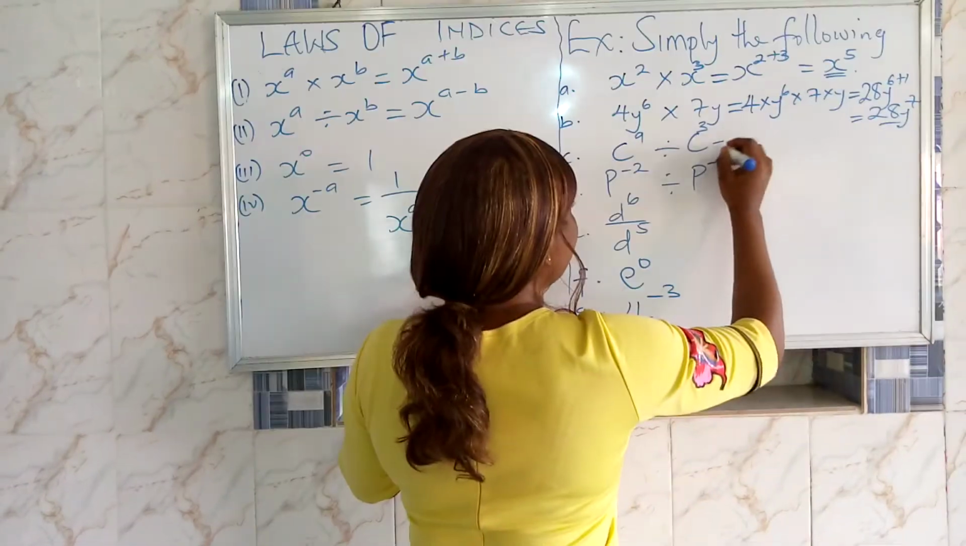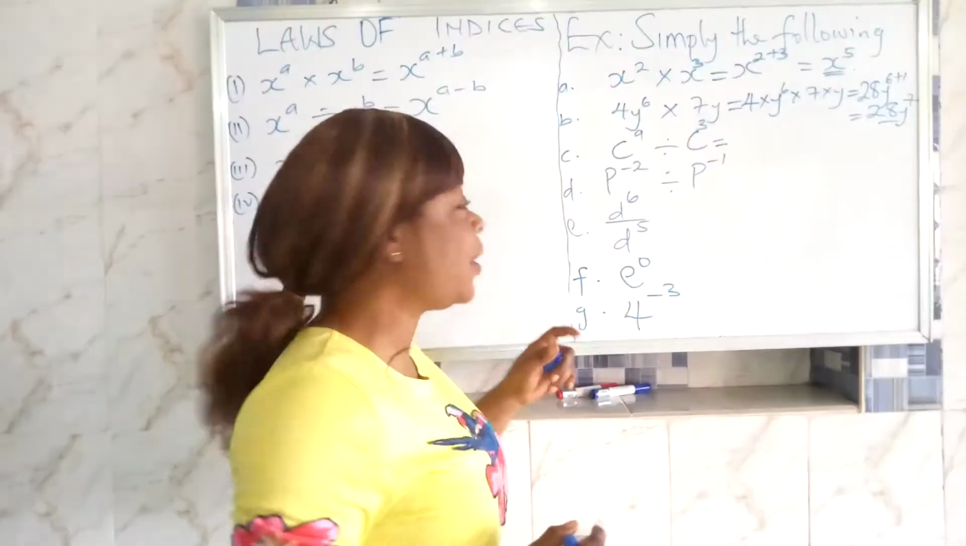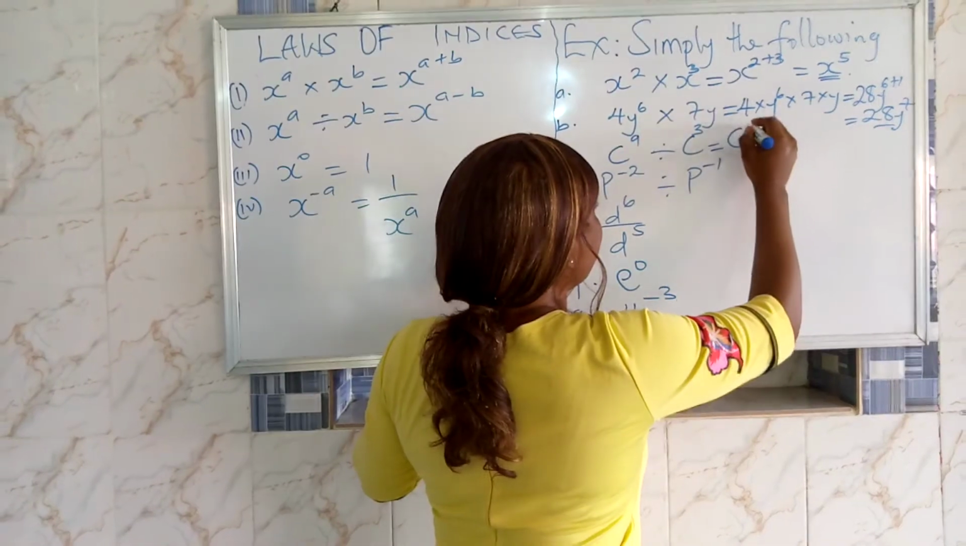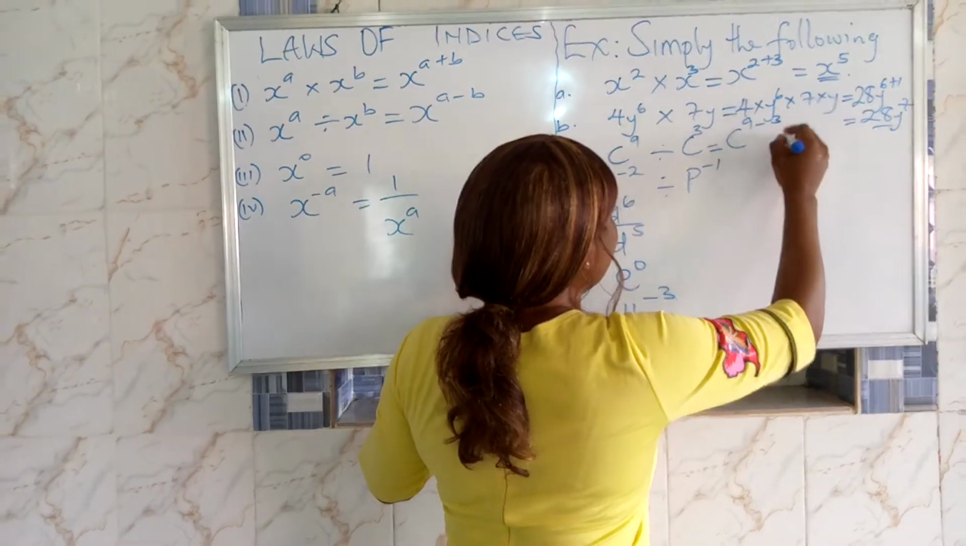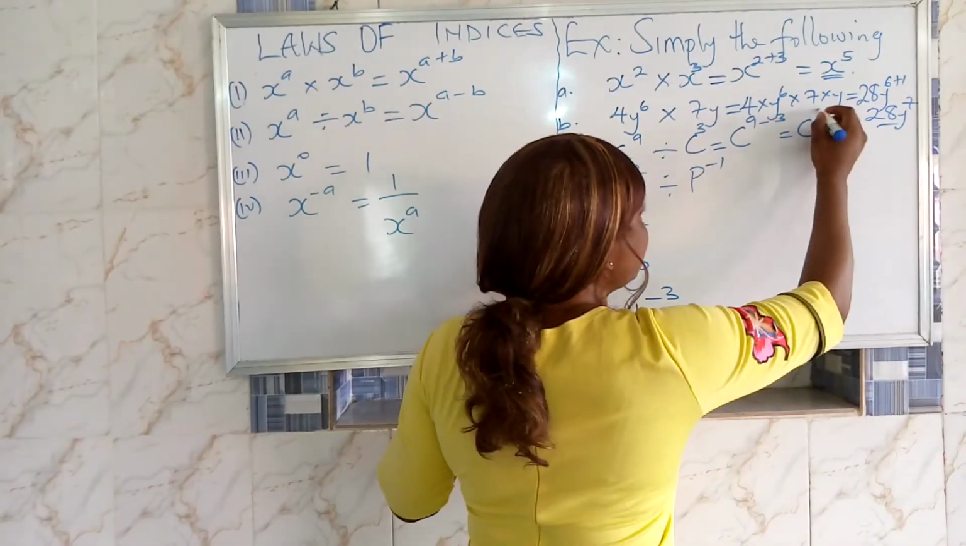The third one, I have c raised to the power 9 divided by c raised to the power 3. I'm using the second method. So this one just gives me c raised to the power 9 minus 3. This is equal to c raised to the power of what? 9 minus 3 will give me 6.